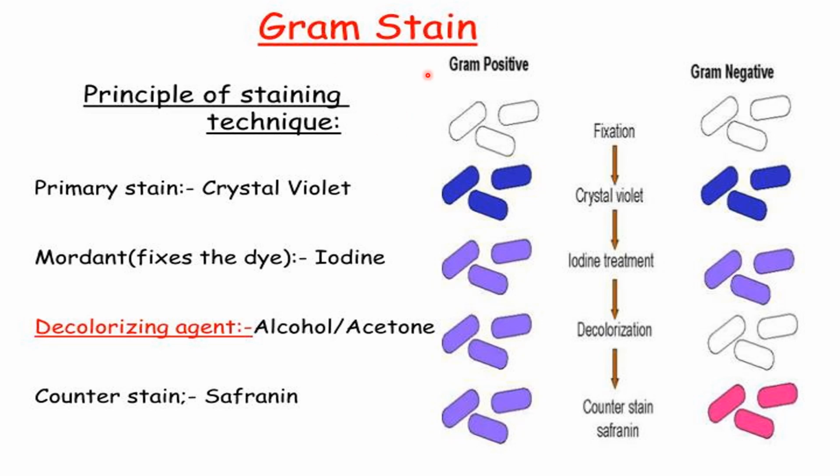So this is the principle of the staining technique. That is in gram positive, and this is the gram negative bacteria. First we are using the primary stain crystal violet. Then next we are adding mordant, that is iodine solution, then the decolorizing agent, alcohol or acetone, and the counter stain safranin. So in gram positive, first we are taking the bacterial smear, that is the bacterial slide, and heat fixation.